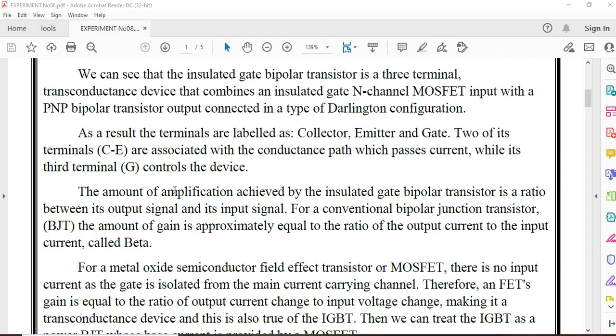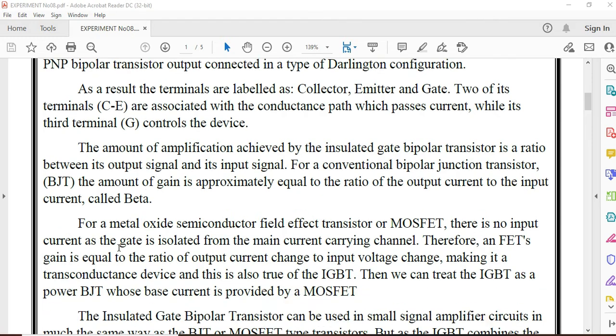So the amount of amplification achieved by the insulated gate bipolar transistor is a ratio between the output signal and input signal. For a conventional bipolar junction transistor, that is BJT, the amount of gain is approximately equal to the ratio of your output current to the input current, called beta. Here you will know that beta is there.